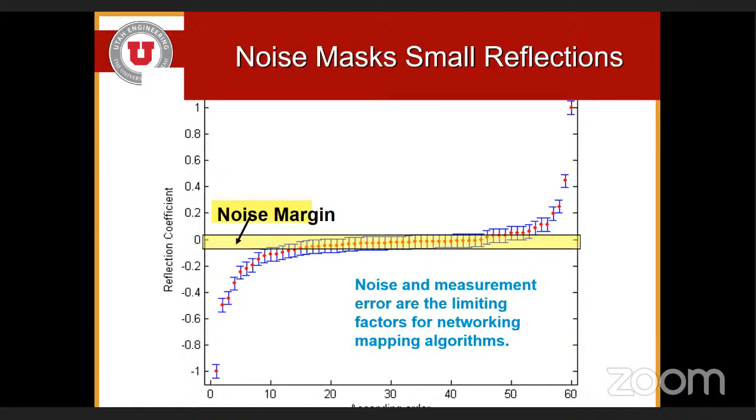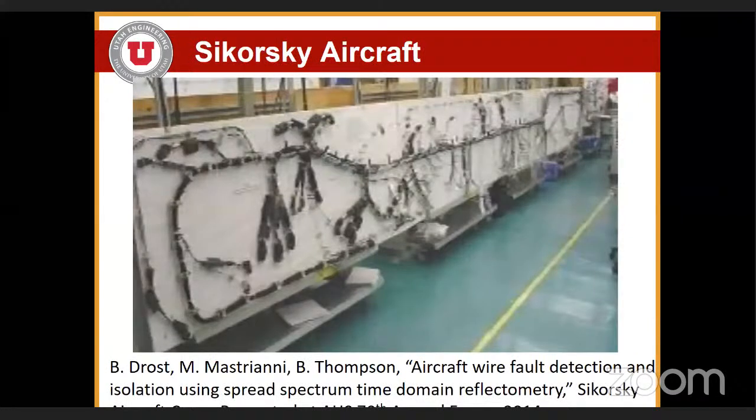Well, here's an example of a large and very branched network on a Sikorsky aircraft. They did use this system on the Sikorsky, and they found that they were able to isolate numerous wire faults, which in this case, this is a lab, so they induced the wire faults. So in spite of the fact that they had a very branched system that they were working on, they were able to locate many of these faults, but of course there are some that you can't.